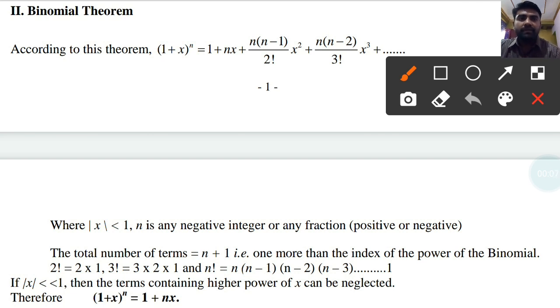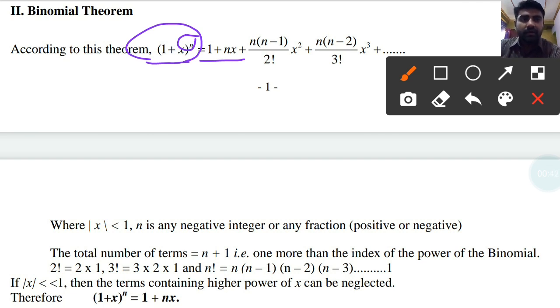So binomial theorem, here we have one equation: (1 plus x) raised to n. The binomial expansion of this equation is 1 plus nx. Remember, for the first term, it is as it is, 1, only the power is 1 here, 1 raised to power 1, right? And for the second term, you have to multiply this power to the second term, so 1 plus nx, right?